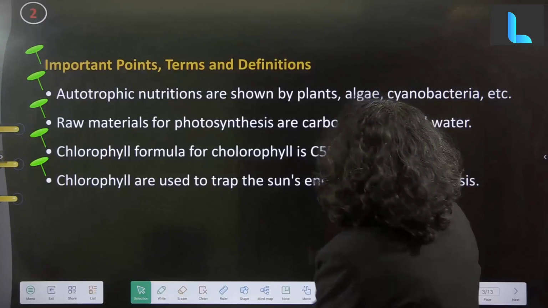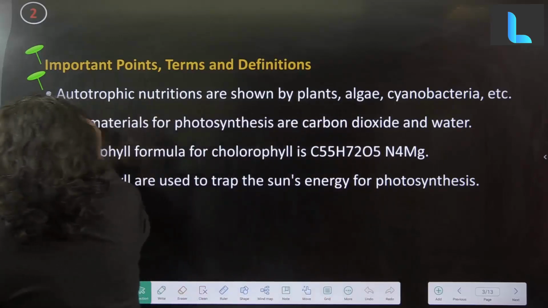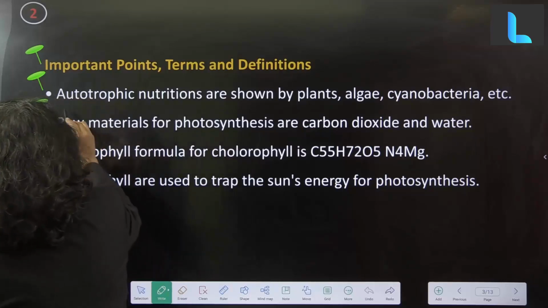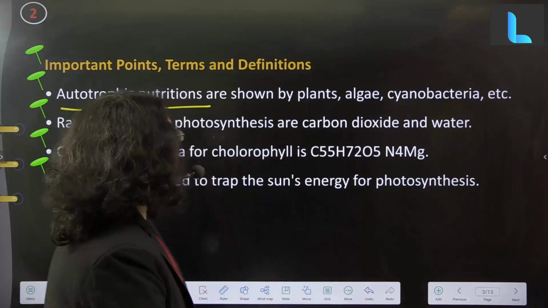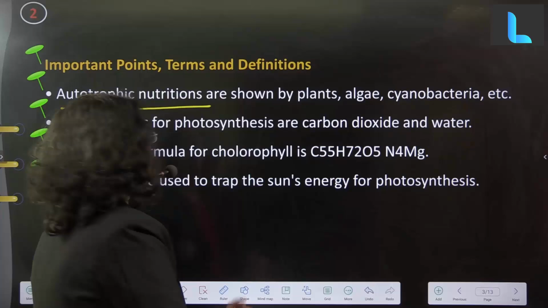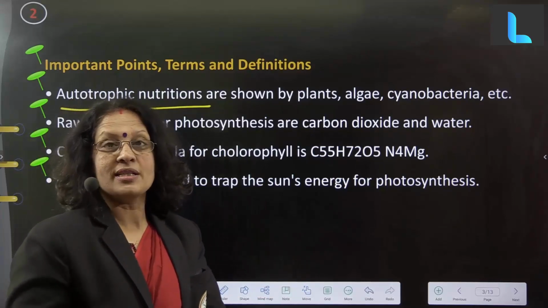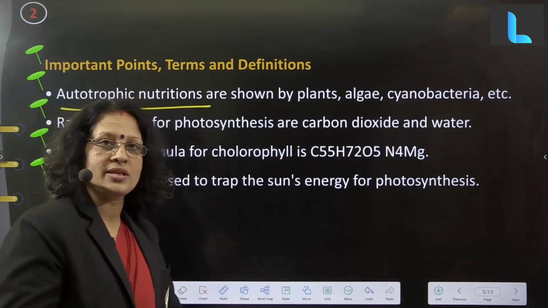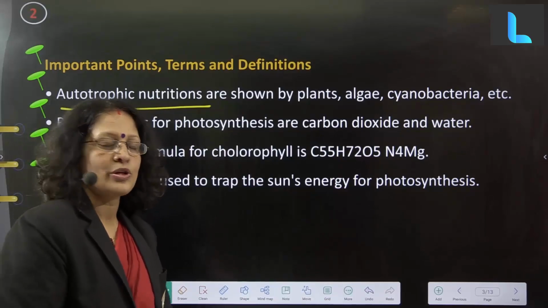Now the important points: what is autotrophic nutrition? Autotrophic nutrition is shown by plants, algae, cyanobacteria, etc. The raw materials for photosynthesis are carbon dioxide and water. In the presence of carbon dioxide, water, sunlight and chloroplast in green leaves, plants can prepare food. That is called photosynthesis. Photo means photons of light will be acting here, and synthesis means preparation of food.